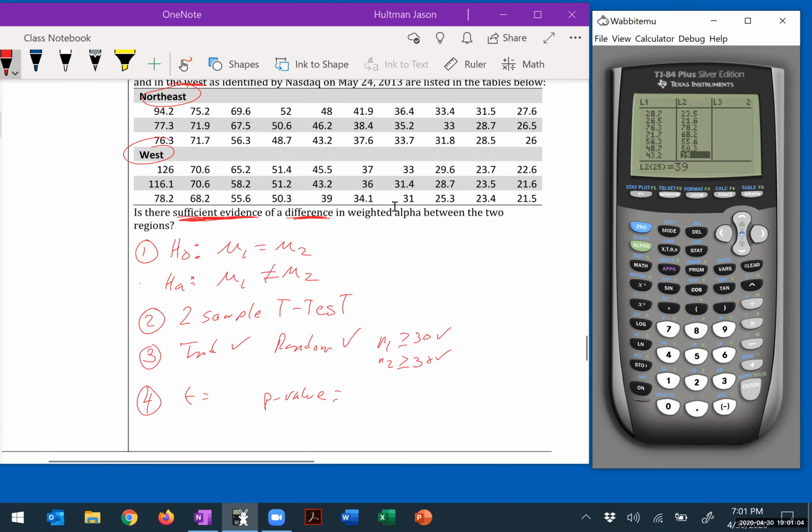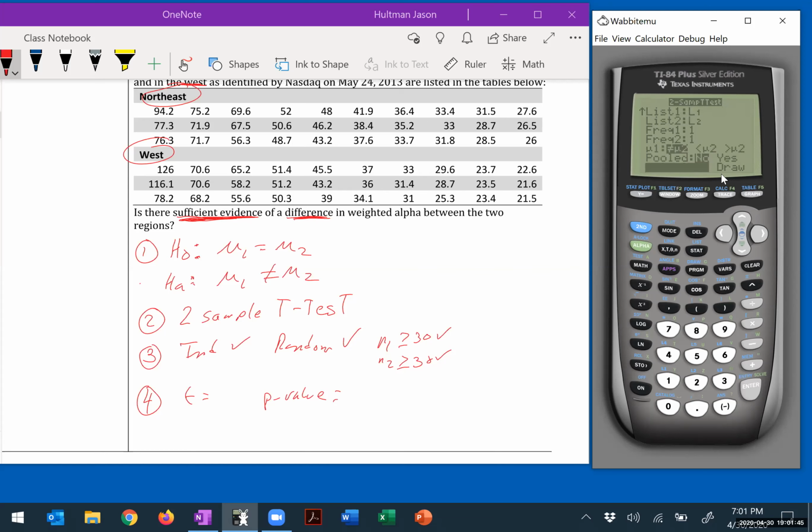So go to stat, test, number 4, 2 sample t-test. It's 2 samples. And here we're going to want to use the data that we entered. What's L1? It's list 1. What's mu1? We're going to get from list 2. What are we testing? We're going to test whether or not they are equal to each other. So we're going to hit enter on the not equals. And then we're going to go calculate.